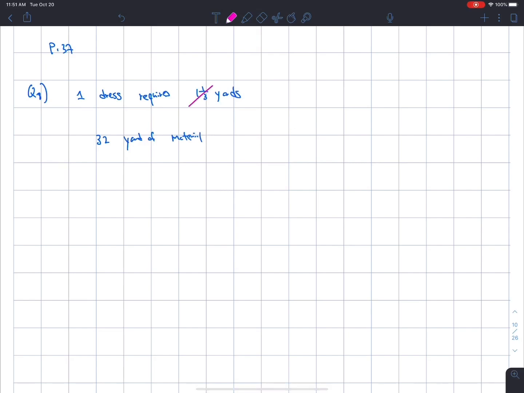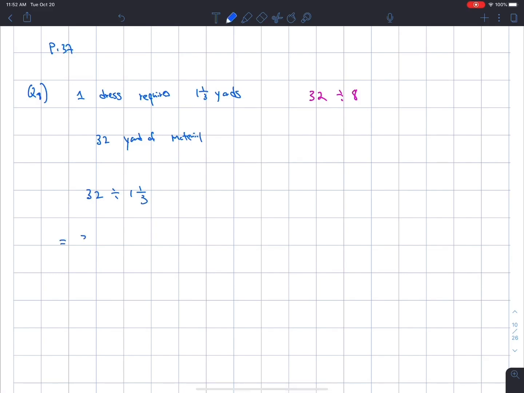If I change this to, for example, 8 yards, if one dress requires 8 yards, you know that 8 times 4 is 32. So you probably say that 4 dresses can be made from 32 yards of material. So how did we do it? We just went 32 divided by 8. So again, same concept. I can change it into easy numbers. If I'm dividing, even with the more difficult numbers, I'm still dividing, right?